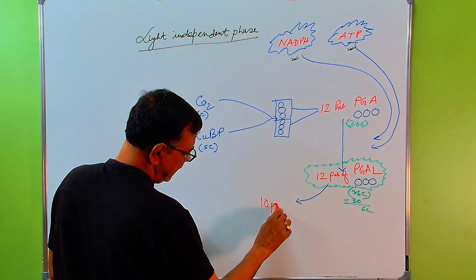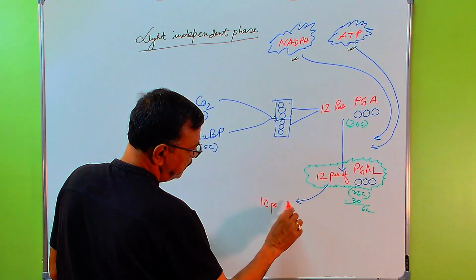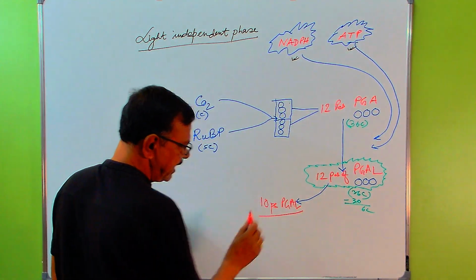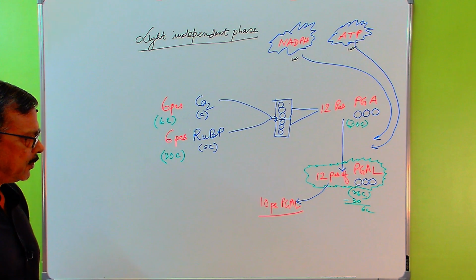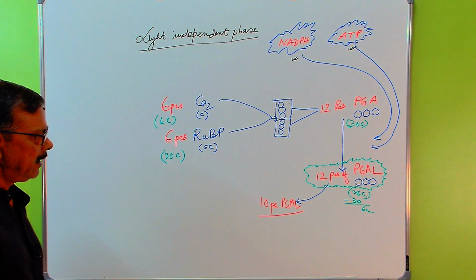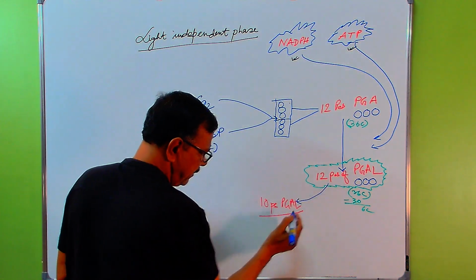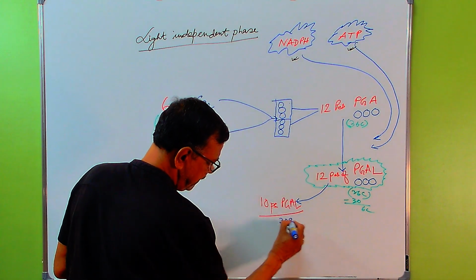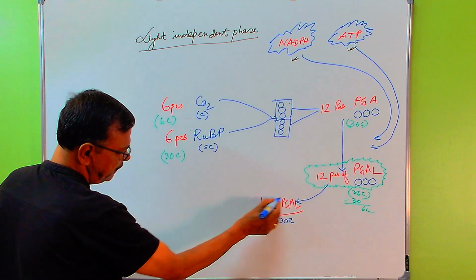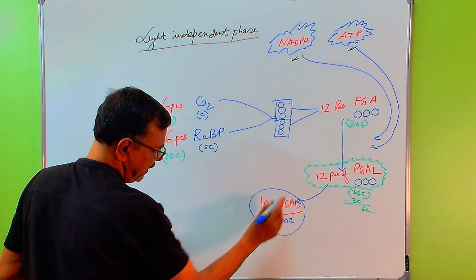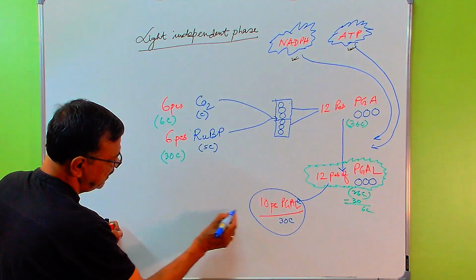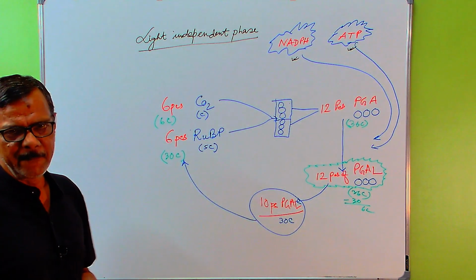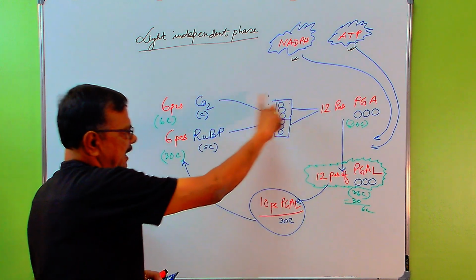10 pieces of PGAL, phosphoglyceraldehyde, I will take. So 10 pieces of PGAL, each containing 3 carbon, 3 times 10 is 30. So 30 carbon will be there. These 30 carbon will produce 6 pieces of RuBP. In this way, the cycle goes on.